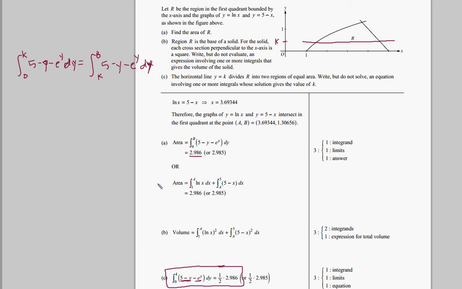And so either situation there would get you the correct answer if you had it set up in either way. So you get a point for the correct integrand, you get a point for the correct limits, and then if your entire equation is set up correctly, that's the third point.